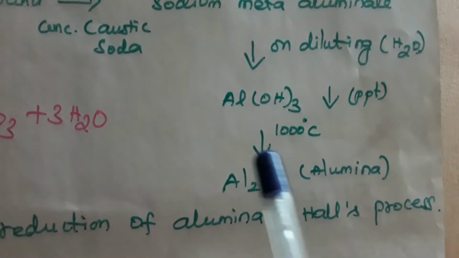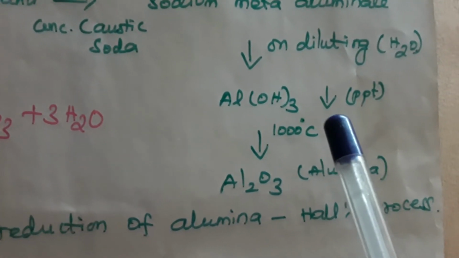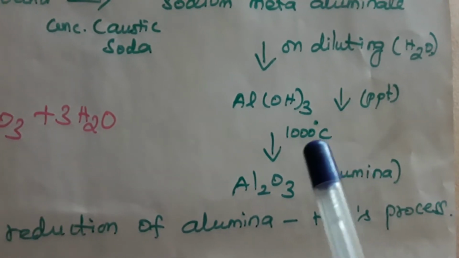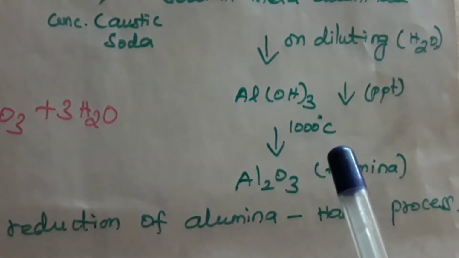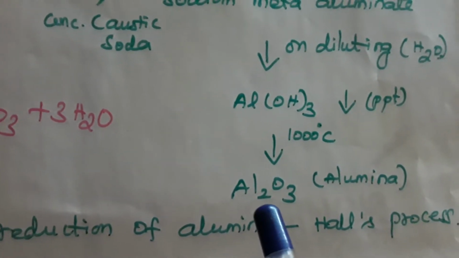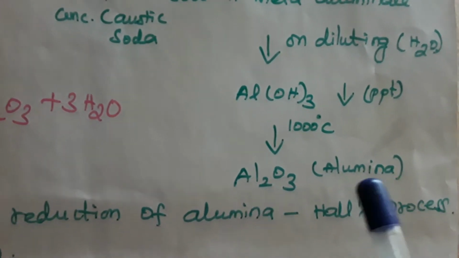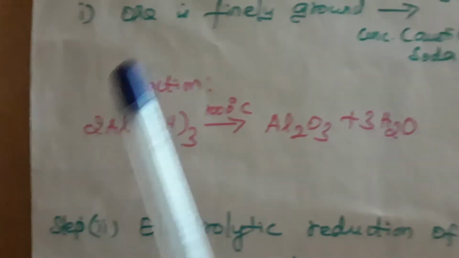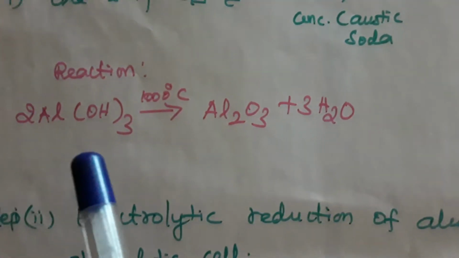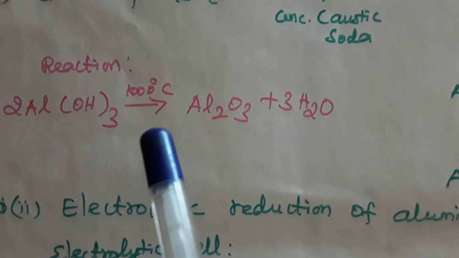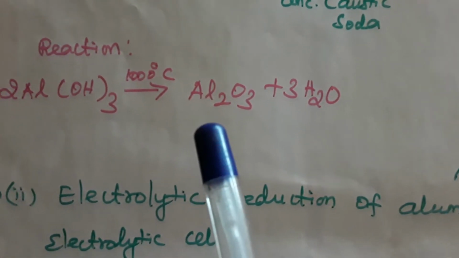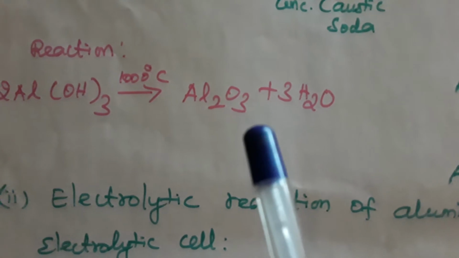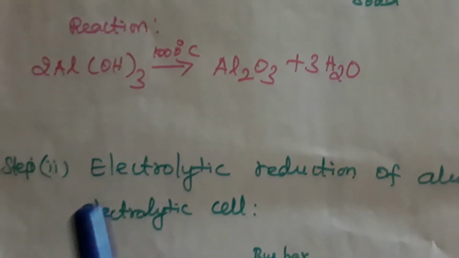This aluminium hydroxide precipitate is then washed, dried and then ignited at a temperature of 1000 degrees Celsius to obtain alumina, Al2O3. So the overall reaction: 2Al(OH)3 at a temperature of 1000 degrees Celsius gives alumina Al2O3 plus 3H2O.